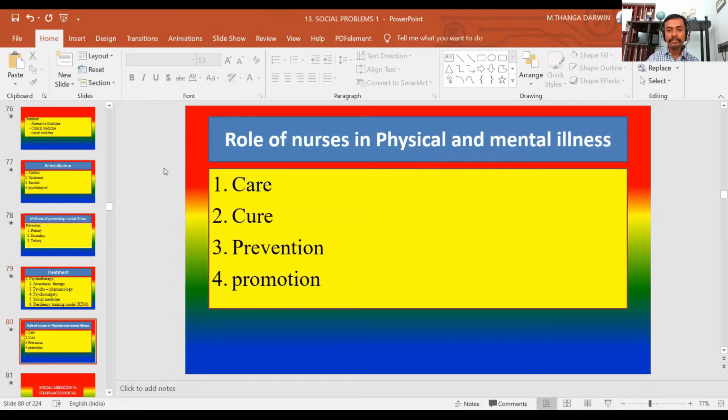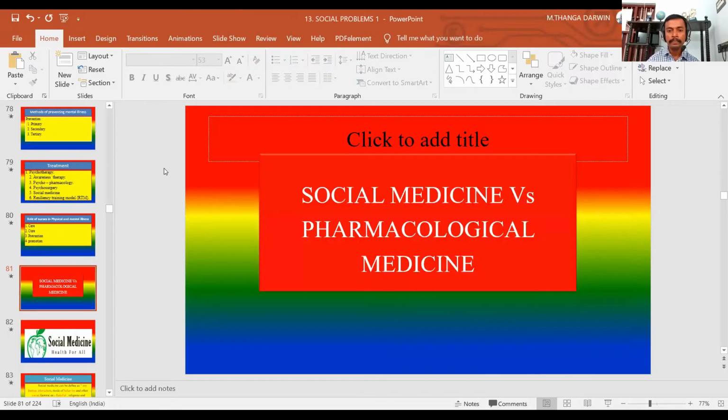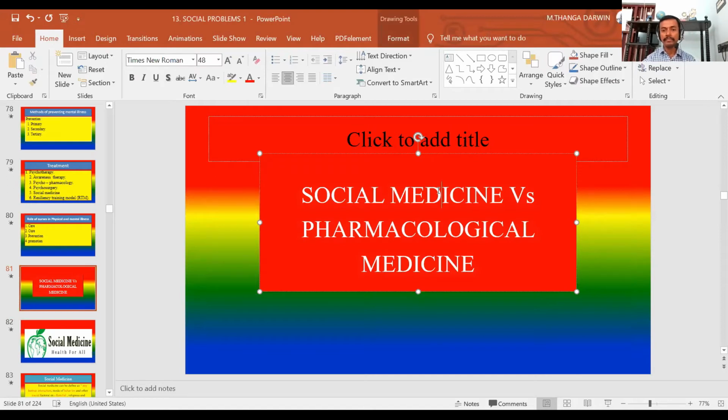Then the role of nurse in physical and mental illness. Nurses have a fundamental role. You are nursing professionals working only for that: care, cure, prevention, promotion, rehabilitation, etc. Students, this area is very important for nursing professionals.